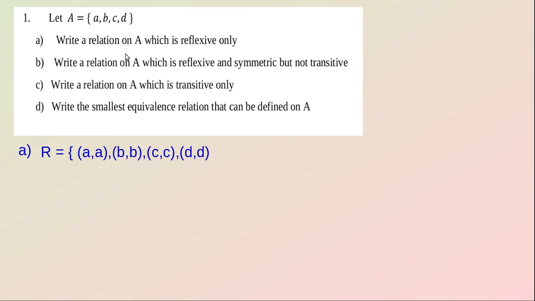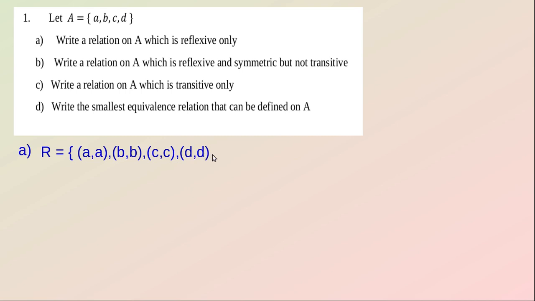But see the question. What is the question here? Write a relation on A which is reflexive only, not reflexive. We want to write a relation which is reflexive only. For that, let us check whether this relation is reflexive only. Is this relation reflexive? That is correct. What about the symmetry? This is symmetric and transitive also, because this relation is the identity relation. Here the question is we want to write the relation which is reflexive only. For that, we want to make this relation not symmetric and not transitive.